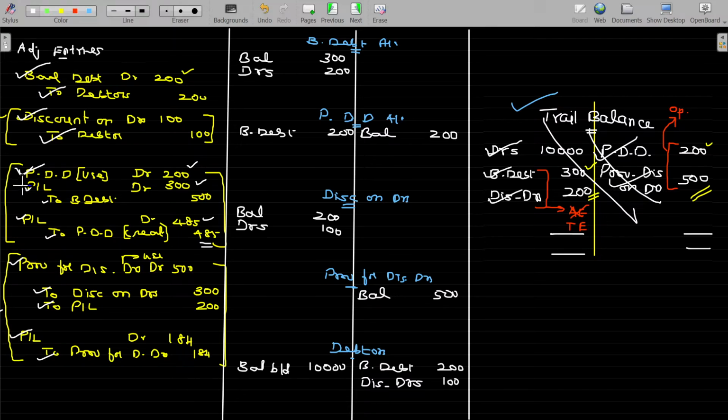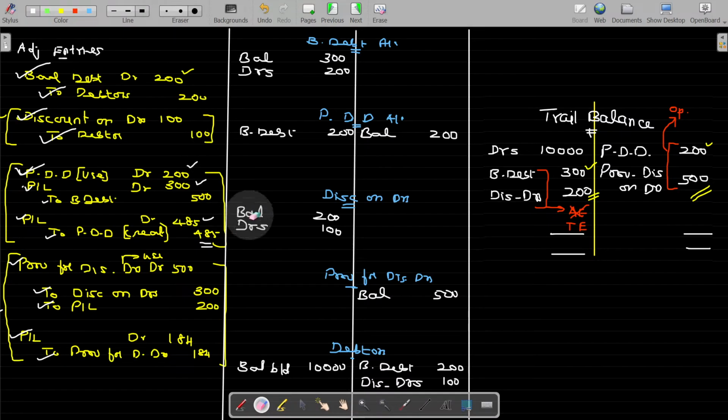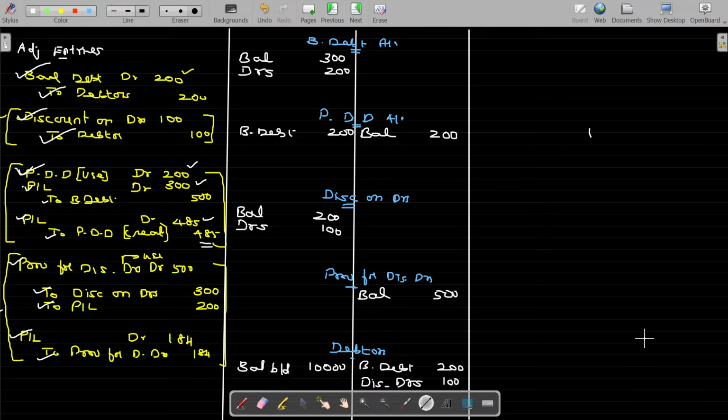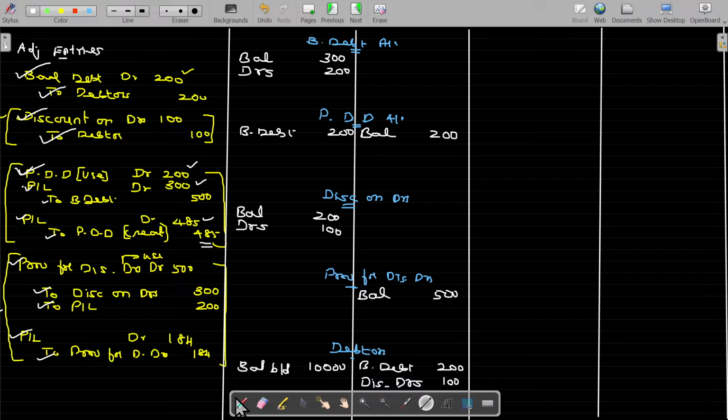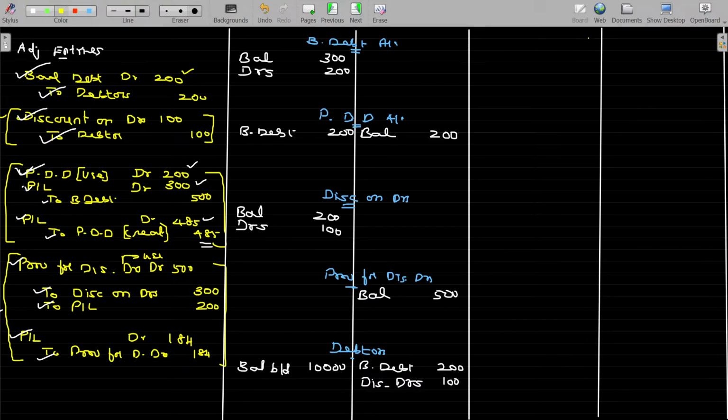And in P&L account, we can open the P&L account also. I will open the P&L account here, P&L account and balance sheet extract. Profit and loss account as well as balance sheet. We will not prepare completely, only to the extent needed we are going to prepare.